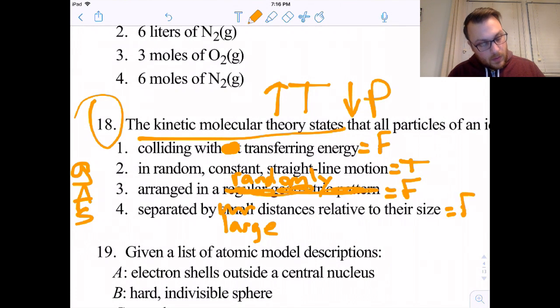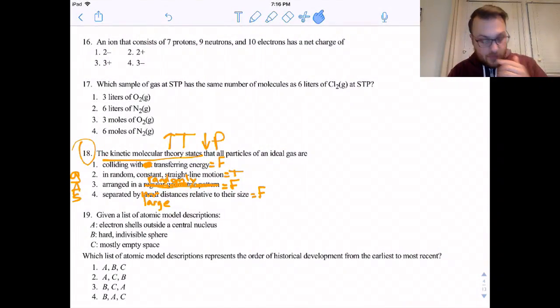Four is false because they are actually separated by large distances. We assume they are very small and that they are very far apart. So just keep those in mind for tomorrow.